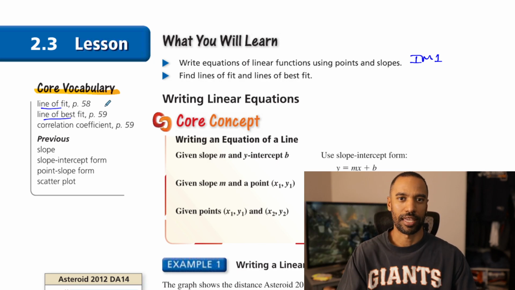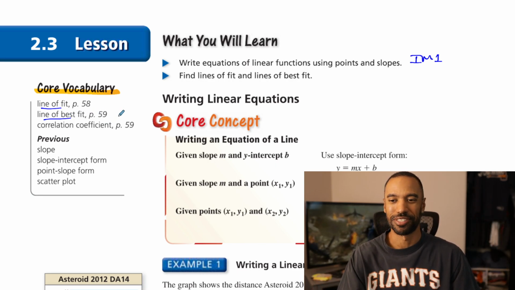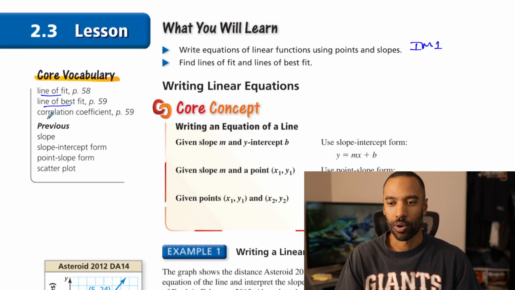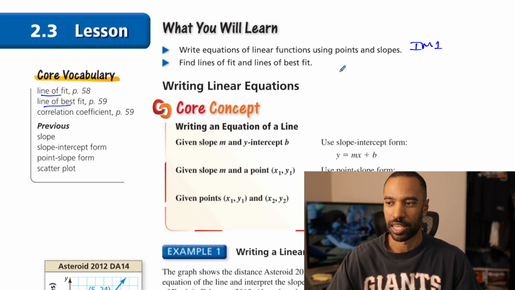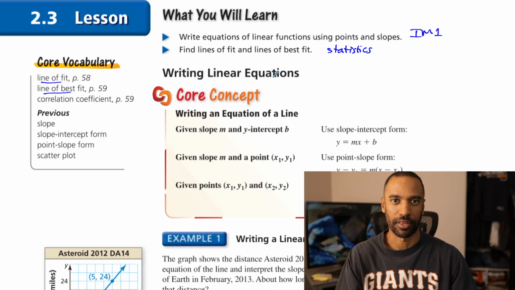Line of fit means a line that you can make that fits your data points, and then line of best fit means a line that best fits your data points, something that a calculator can do for you unless you want to do a lot of calculations on your own. And then something called the correlation coefficient, also a stats-based thing. All those things are based on statistics. I'm going to leave correlation coefficient for when the lecture actually hits that.